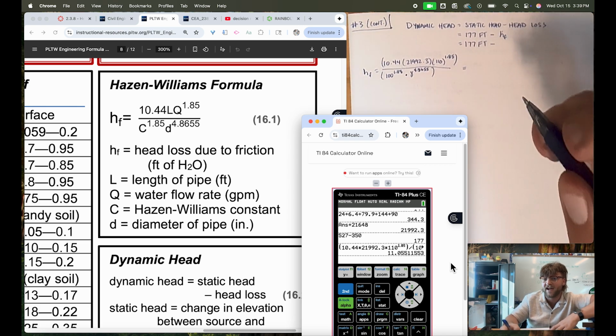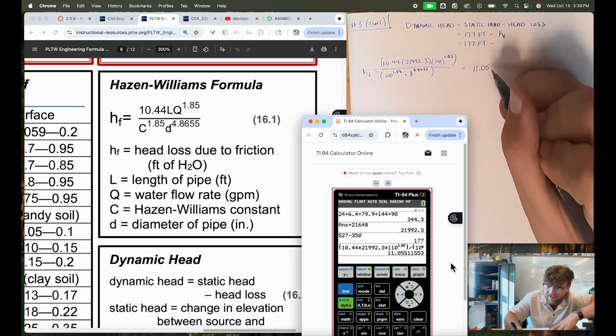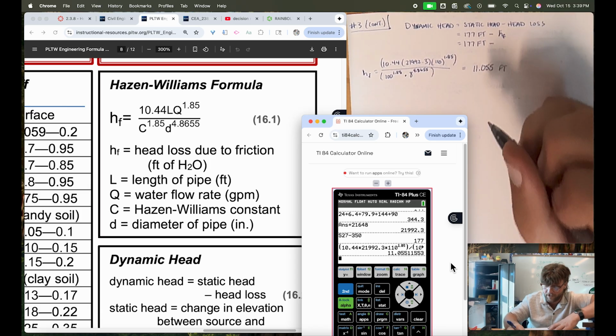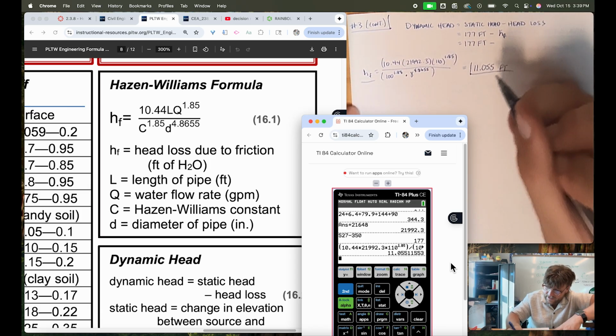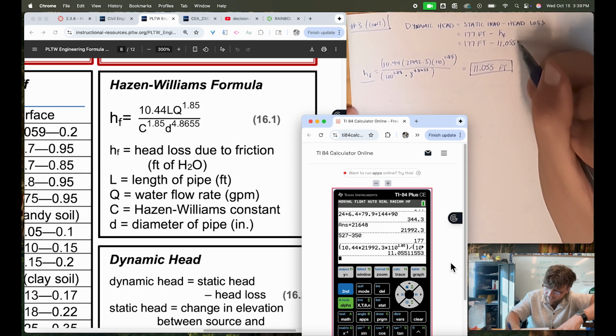And we're going to do that. So what we end up finding, wow, 11.055 feet. And remember, that's feet of water. That's what HF is equal to here. So that's the amount of head loss. So we're going to go 11.055 feet.